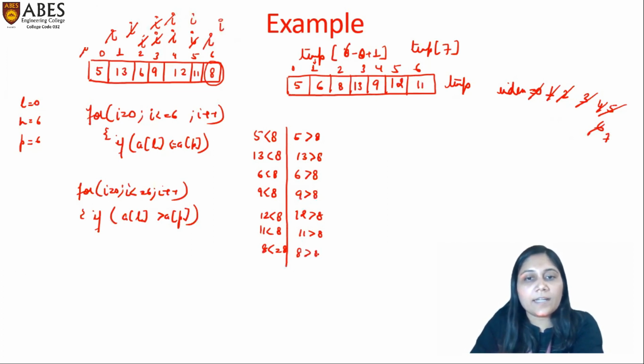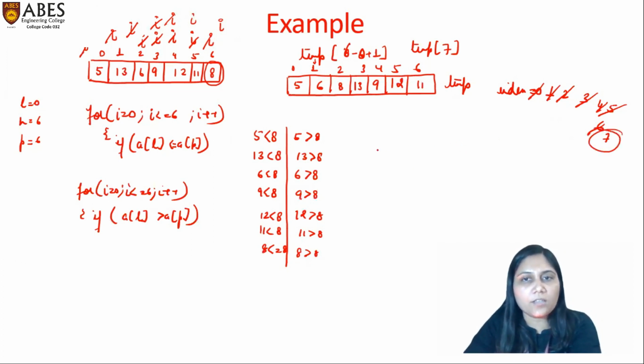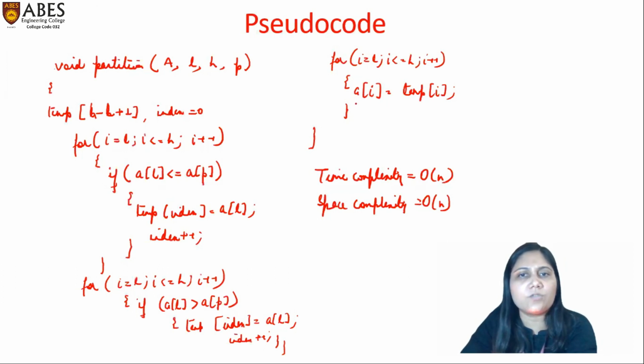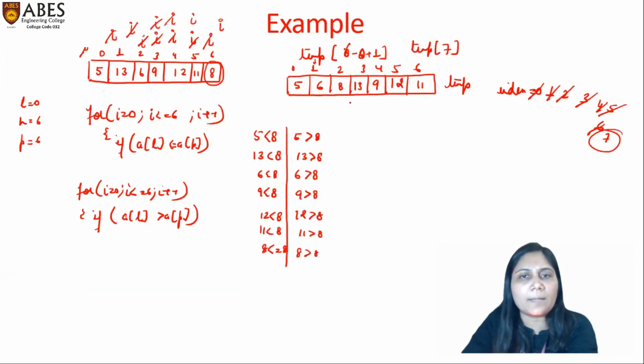8 is greater than 8. Condition is false. When it becomes false, it means that you have already completed with this index. Now you see, this loop also gets executed, and the last loop says that you are just copying the temporary, because this is your temporary array. So you are directly putting all these values inside this one.